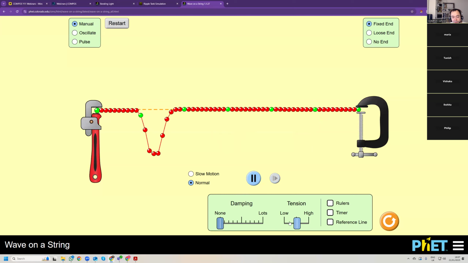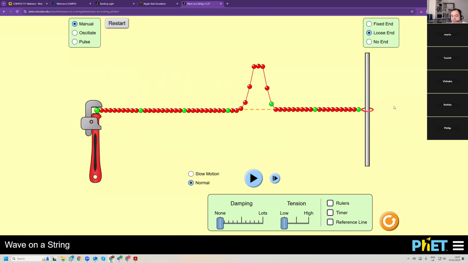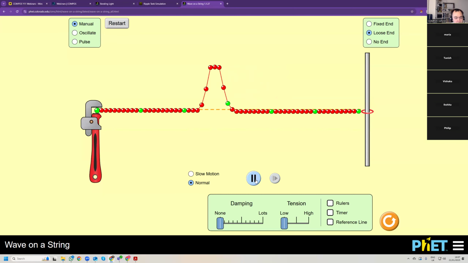Whereas if I introduce a loose end, that means an end that is not tied to anything, look what happens. It reflects but without a phase change. So this is quite an interesting thing. We won't be covering phase in this section, but this is something to look forward to when you go into year 12. So cool. So waves reflect.